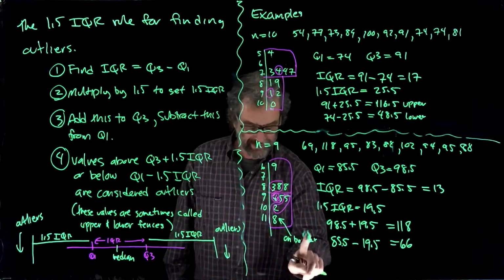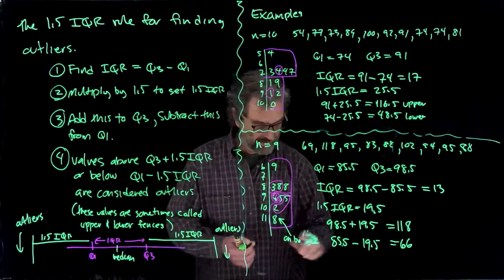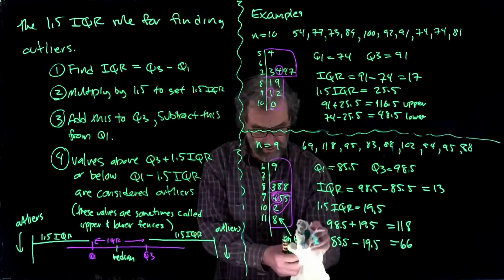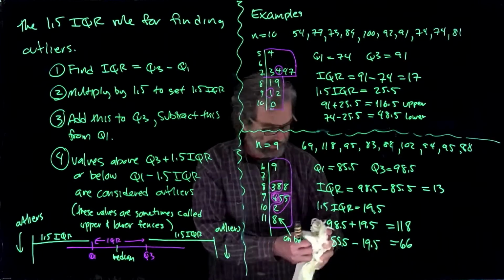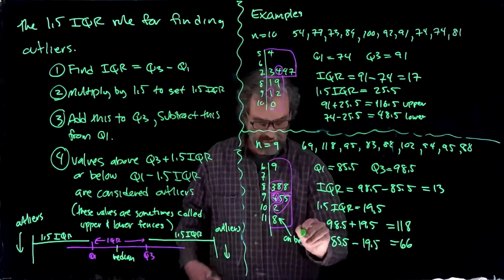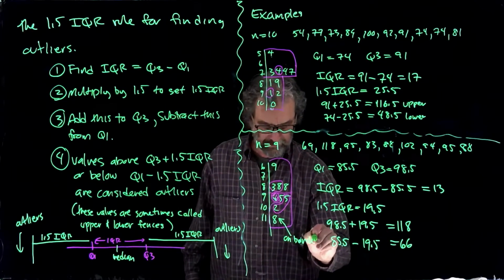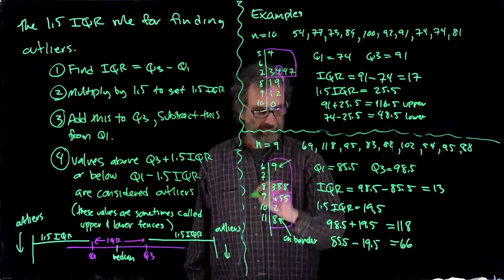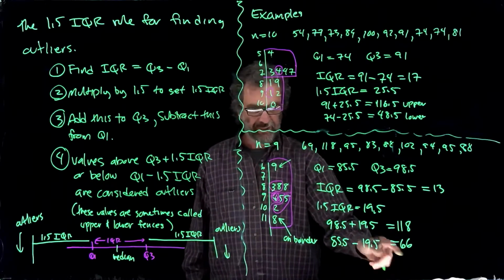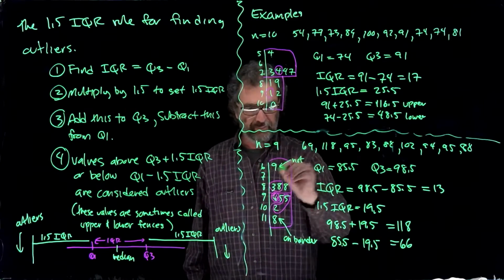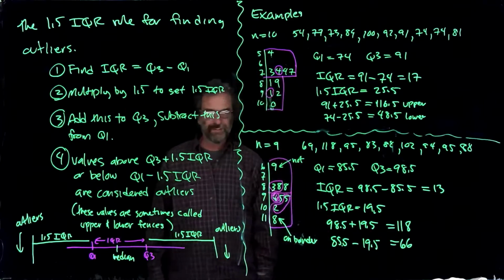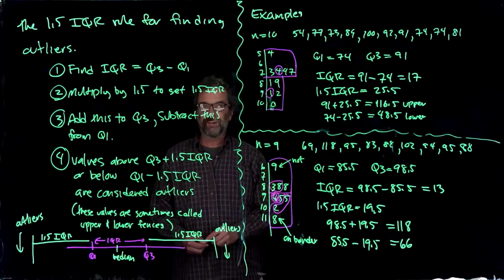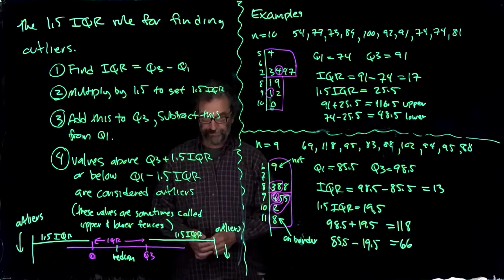So what do we say? Is that an outlier or not? I think the answer is we say no, not quite. But it's just a guide anyway, on the border. And this one here has to be smaller than 66, and it's not. So 118 is a possible outlier, but then again, it's exactly on the border, so we probably wouldn't classify it as an outlier.